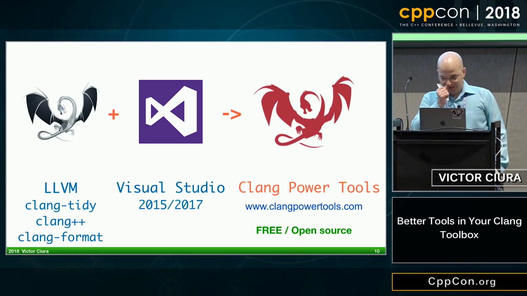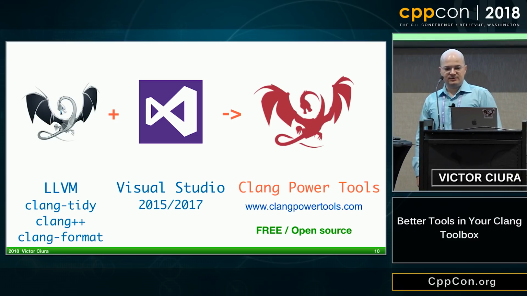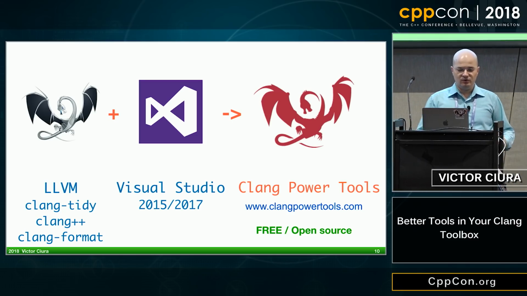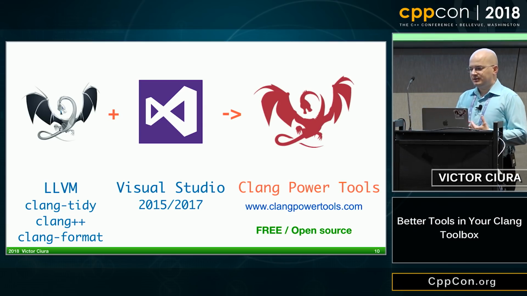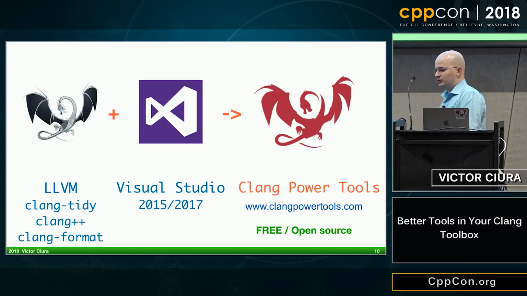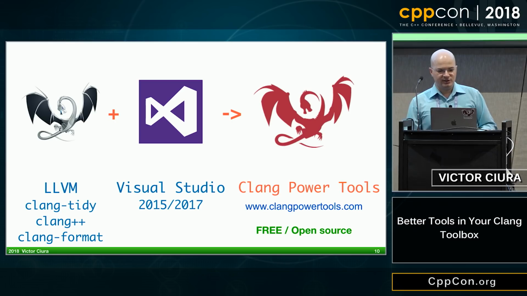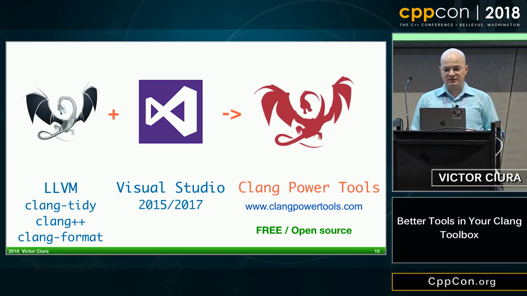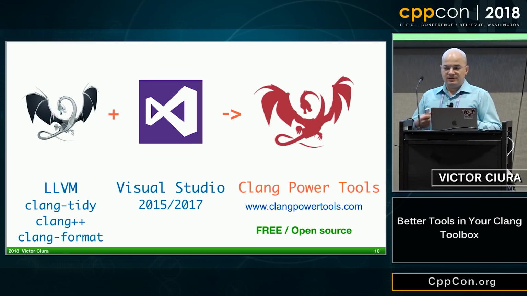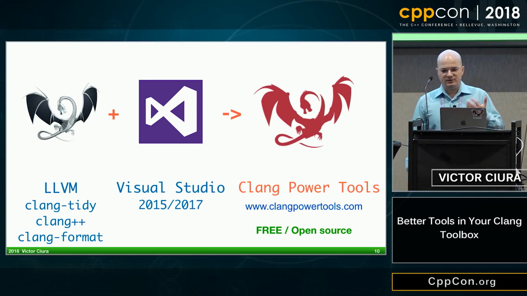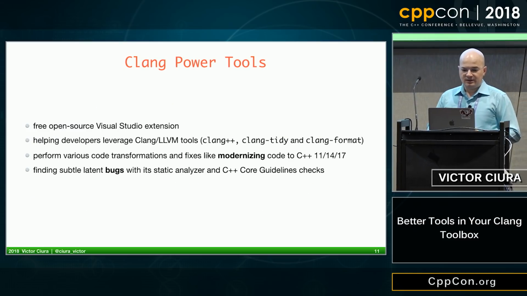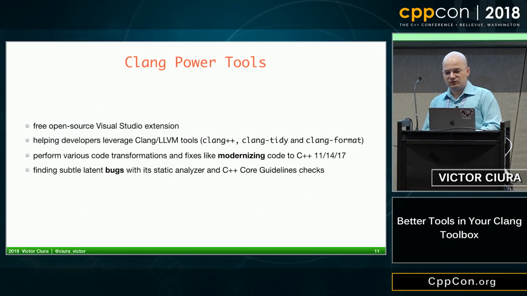So I'm going to spend a little bit of time talking about Clang Power Tools. And Clang Power Tools is basically bringing all the goodness of the Clang tools ecosystem for Visual Studio users. And I'm talking explicitly about tidy, compilation, and of course Clang format. And it works in latest Visual Studio versions as well as the previous version. It's an extension for the IDE. It's free and it's open source. So it does help with this workflow.